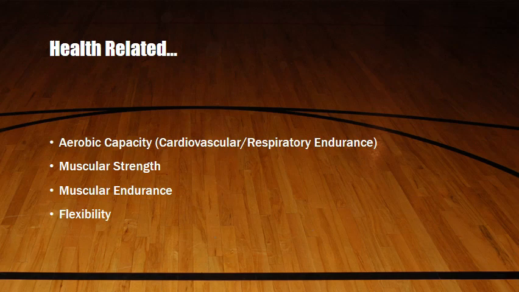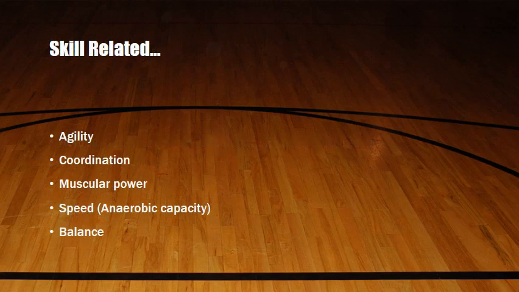Now there's about 9 to 11 fitness components, and we're going to break them into two categories. First being health related and the second being skill related. So the health related ones are your aerobic capacity, your muscular strength, muscular endurance and flexibility. Whereas your skill related are agility, coordination, muscular power, speed and balance.